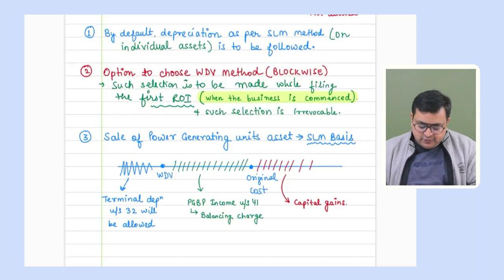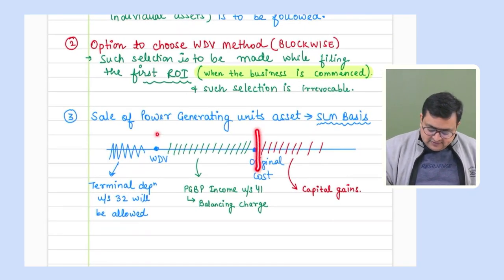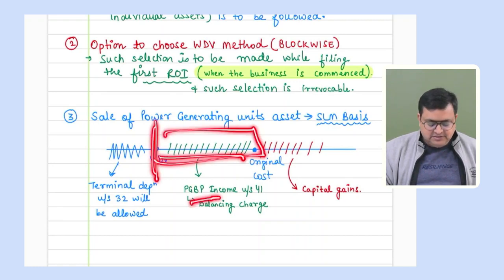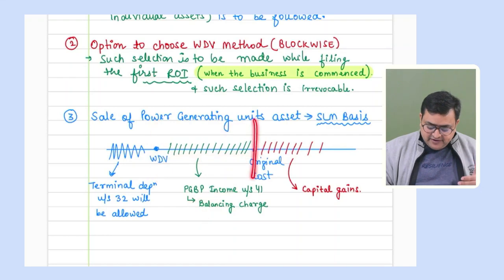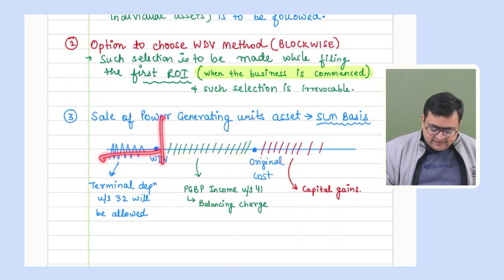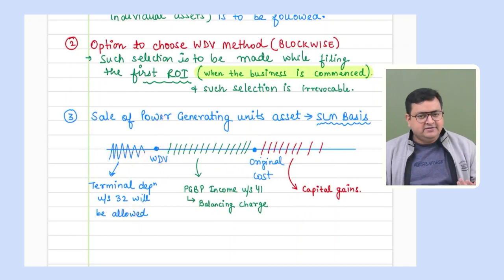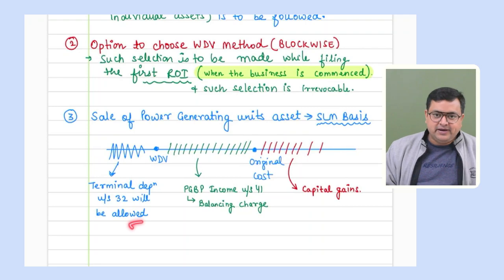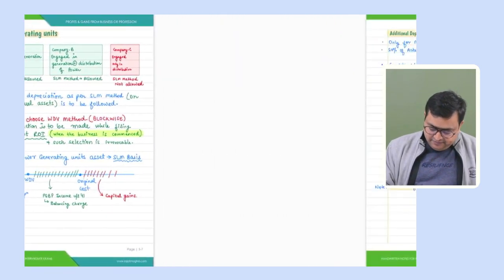That also I have mentioned over here. See, this is the original cost. This is WDV. If you are selling for more than WDV, it's a profit area. From WDV till original cost, it is PGBP. And if it is more than the original cost, this is capital gain. And if it is less than WDV, it's a loss area. We call it terminal depreciation, allowed under section 32, right? So this was important.